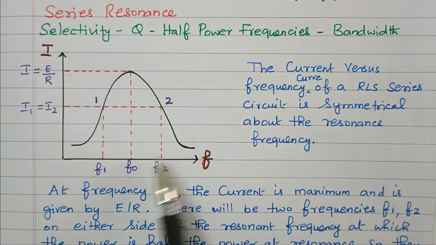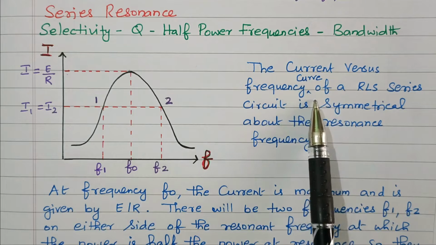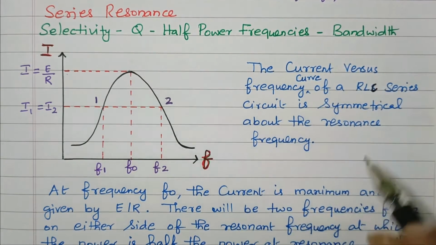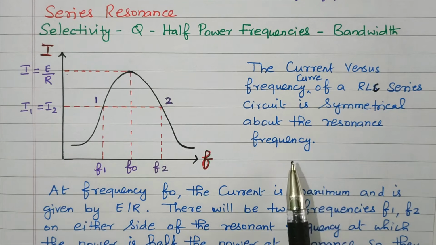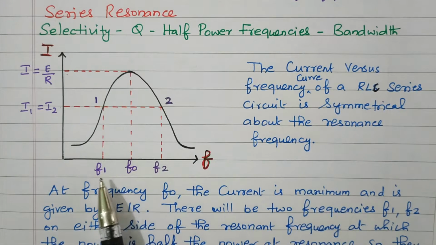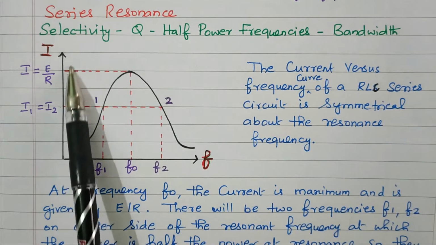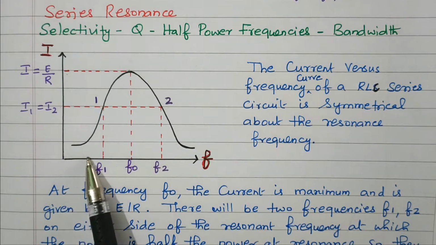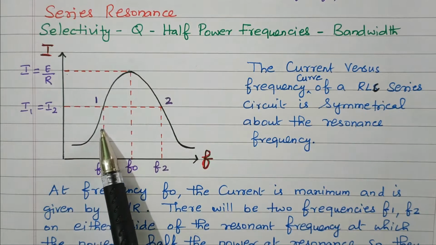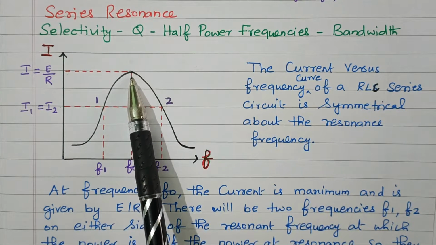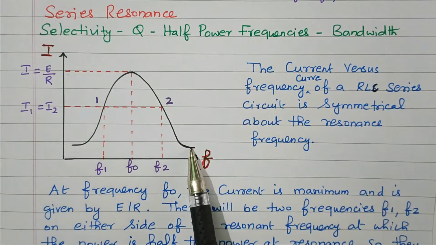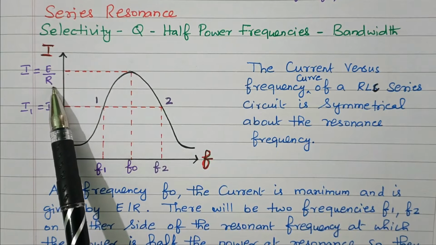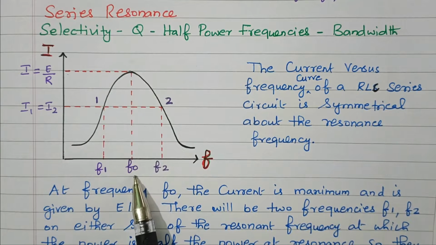So first we will see the graph. The current versus frequency curve of an RLC circuit is symmetrical about the resonant frequency. Here the curve is available, with frequency on the x-axis and current on the y-axis. When the frequency increases, the current keeps on increasing and reaches the maximum value at this point, thereafter decreases. This maximum value is I equal to E by R, and the corresponding frequency is F naught.